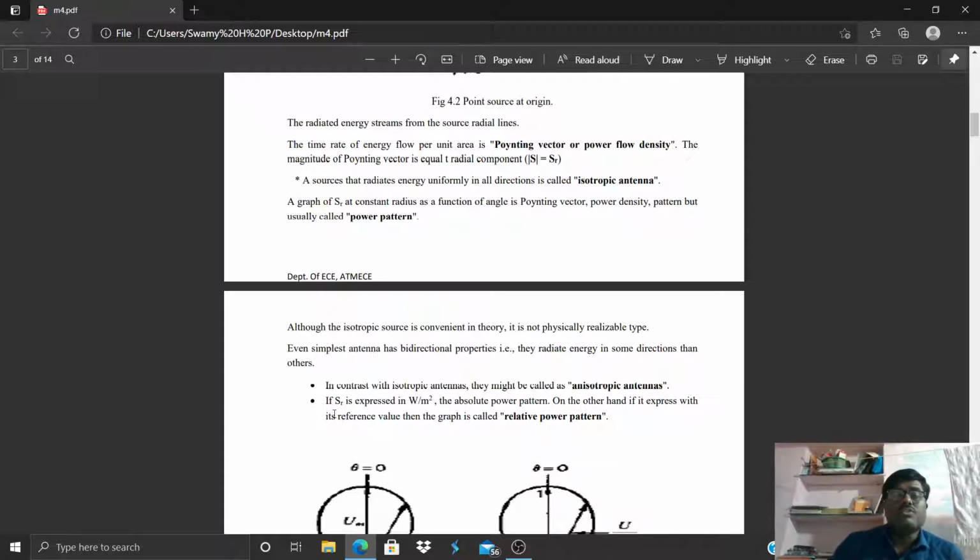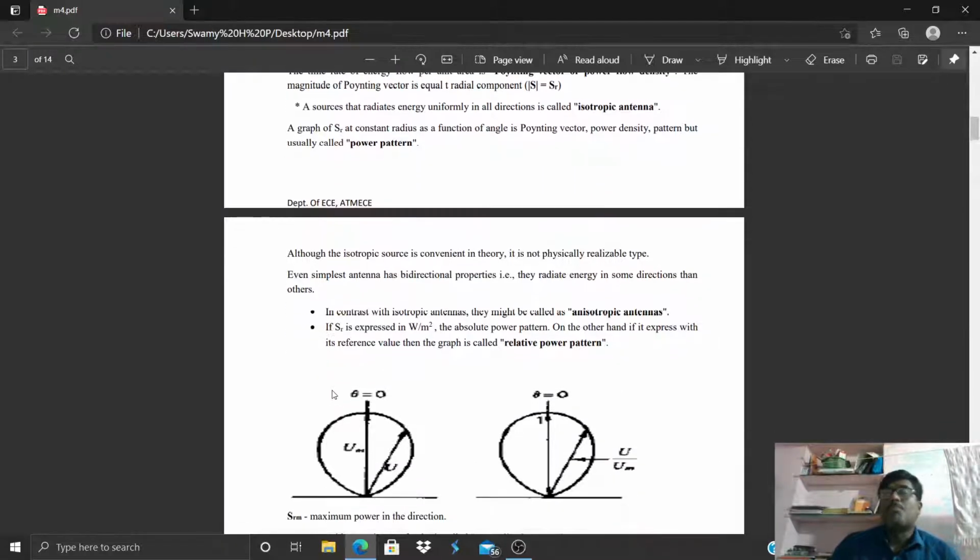Here, for anisotropic antennas, the Poynting vector S_r is usually expressed in watts per meter squared. That is called the absolute power pattern.